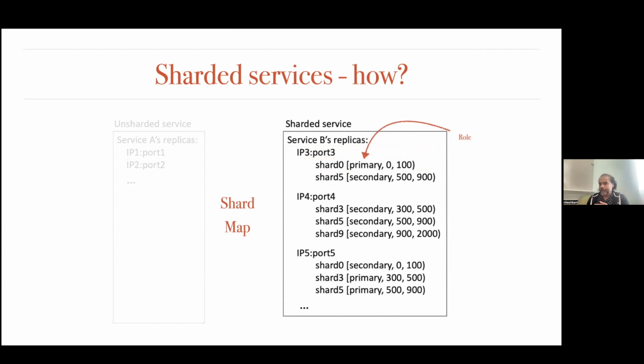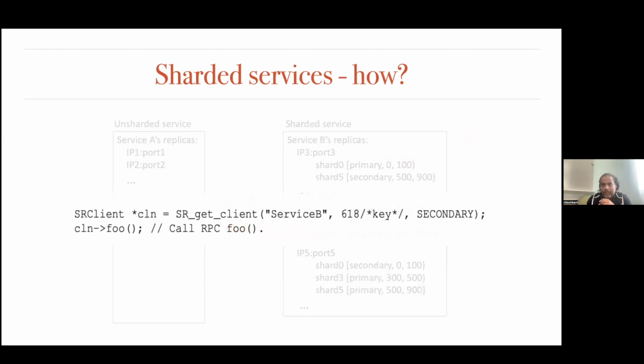There are two primary pieces of information in this shard map. One is the role of the node, primary or secondary, which is a typical concept in sharded services, and the other is the key range which this instance is responsible for within this shard. It is a 128-bit key space which you can spread your data on.